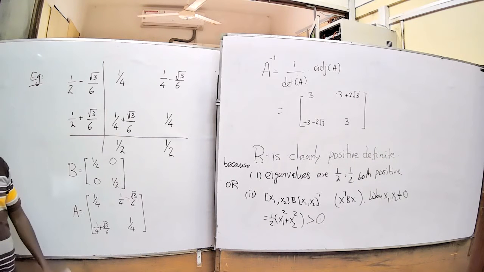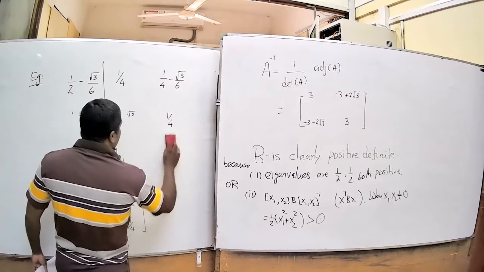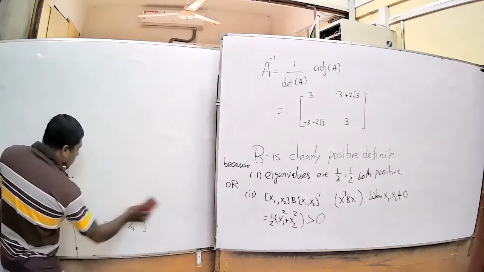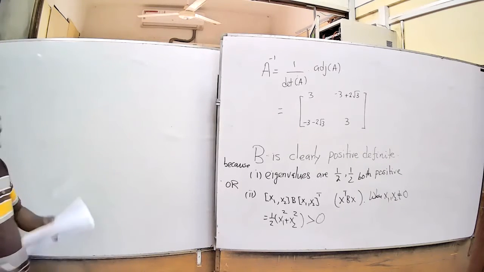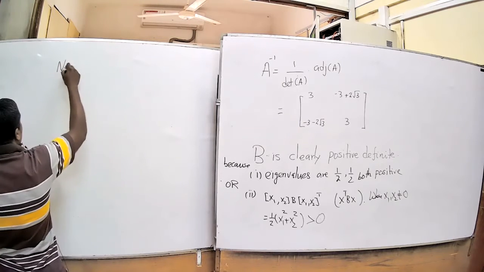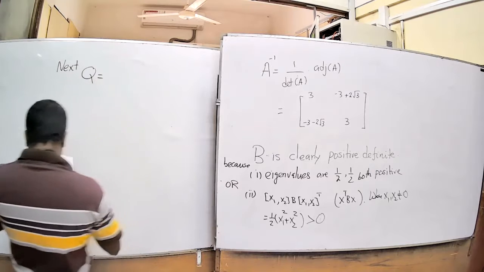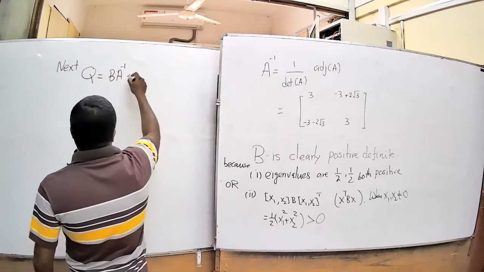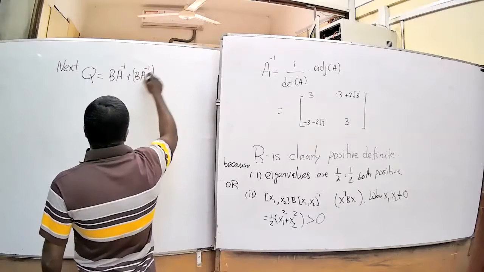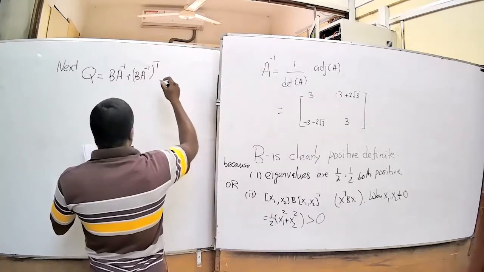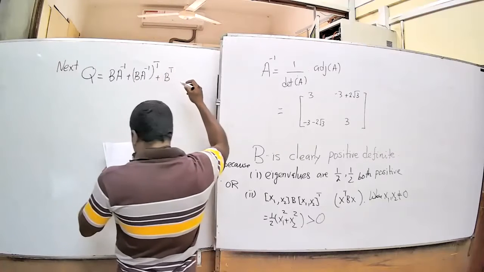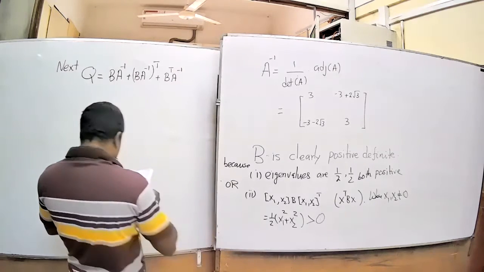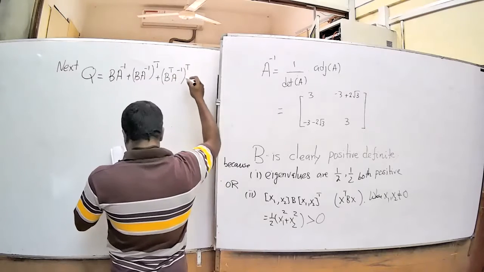Okay, so that's the first part. Now the second part is you want to get Q, and you need Q to be positive semi-definite as well. For that, you need the following formula. You need to find this matrix Q. The Q is BA inverse plus BA inverse quantity transpose plus B transpose A inverse transpose B transpose A inverse.